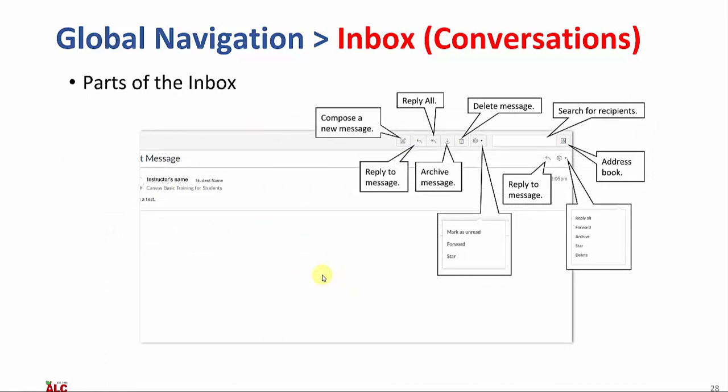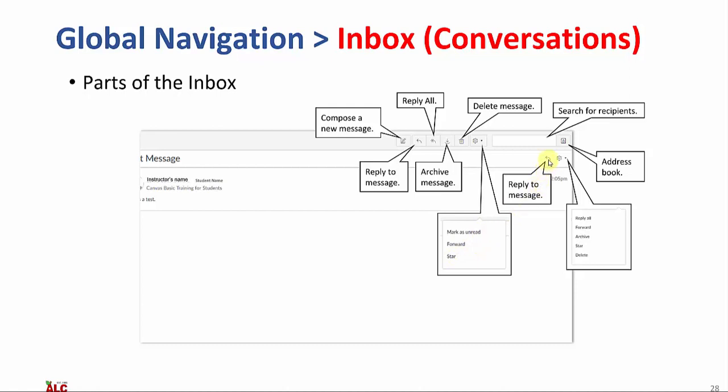Other parts of the inbox. To compose a new message, click this icon on the toolbar toward the right side of the conversation screen. To reply to a message, click here. To reply to all, click this button. If you wanted to archive a message, you would click here. To delete a message, click here. And if you click here, it'll open a menu that says Mark as unread, forward, or star.